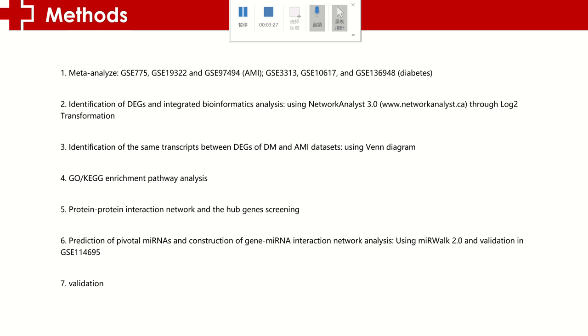After that, we identify the differentially expressed genes, DEGs, and do the integrated bioinformatic analysis. Using a Venn diagram, we obtain the shared transcripts between the diabetes and acute myocardial infarction datasets, and further GO and KEGG enrichment pathway analysis is carried out. A PPI, protein-protein interaction network, was done to obtain the hub genes, and finally the validation.